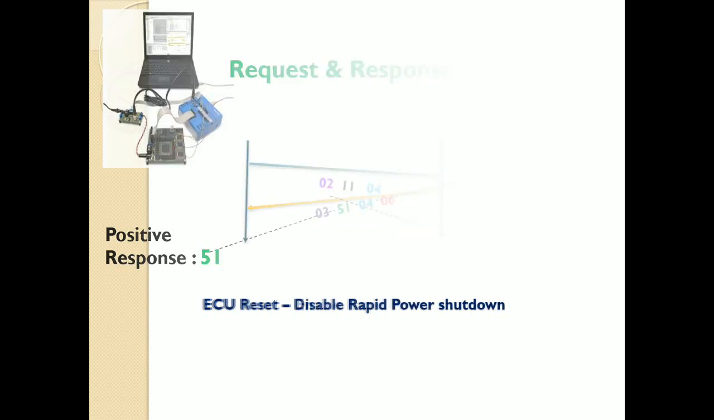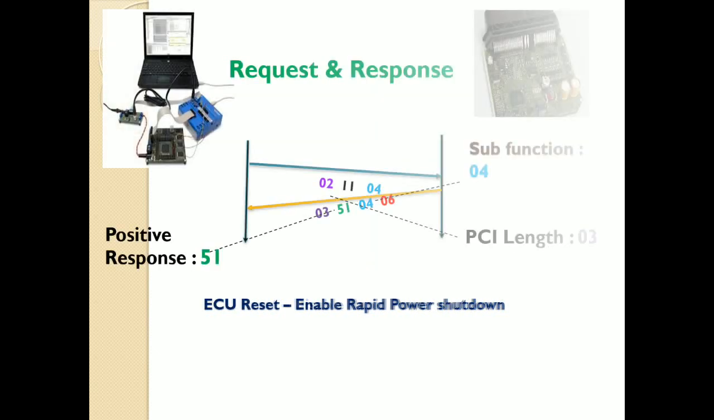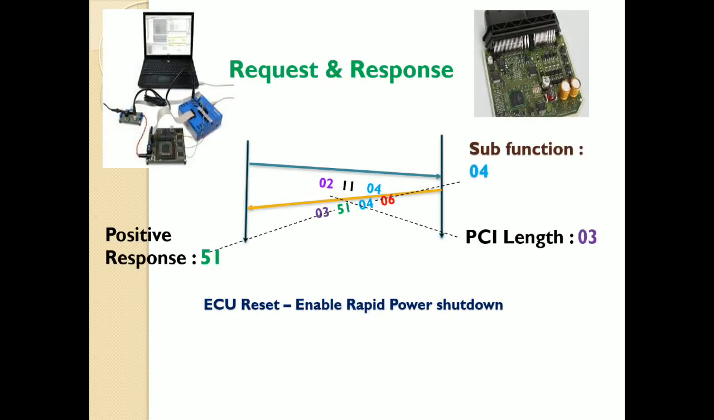nothing but the standby time. That is what I have mentioned. So after 6 seconds the rapid power shutdown should happen. That is the difference here that I have mentioned. So this is the enable rapid power shutdown.